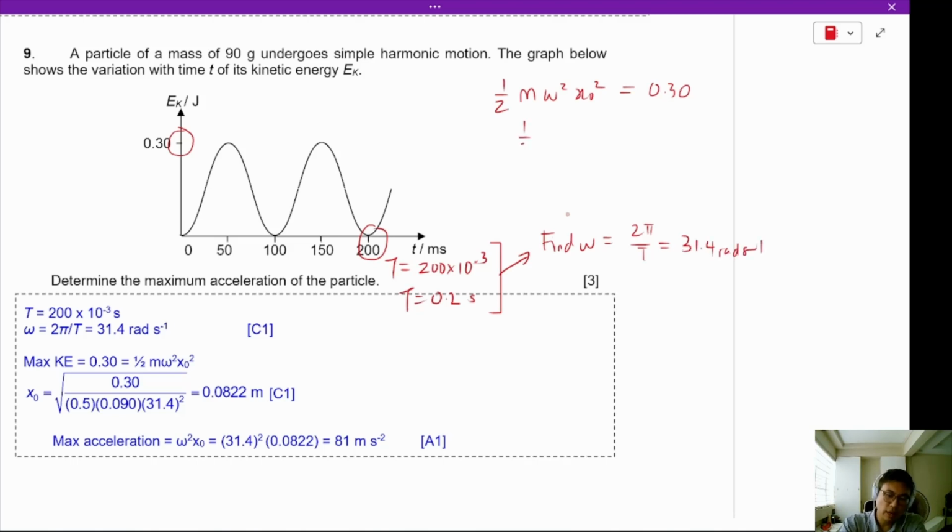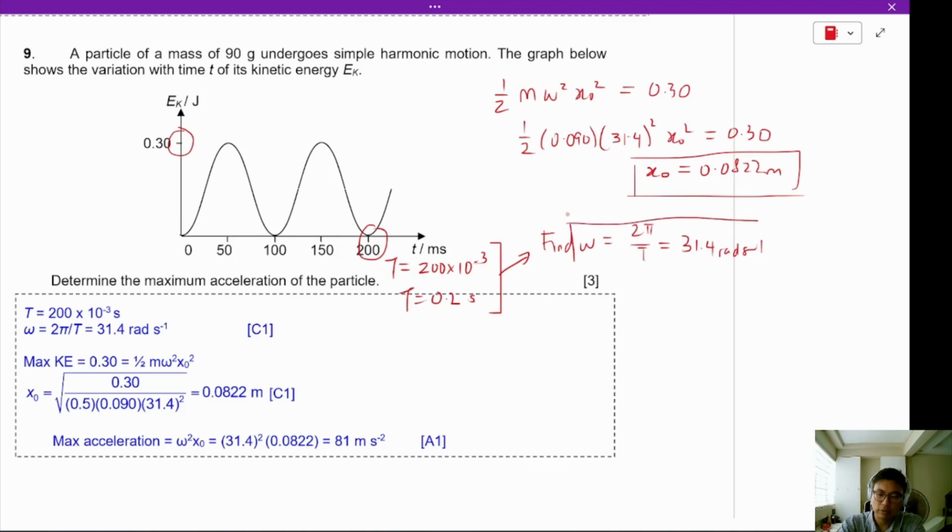So over here, half of the mass, 90 grams, and then it's 31.4 squared. X naught squared is equal to 0.30. This means that X naught is equal to 0.0822 meters. So now we have omega and we have X naught.